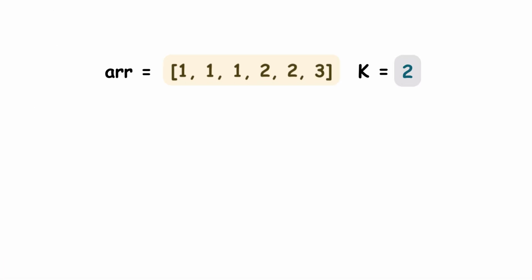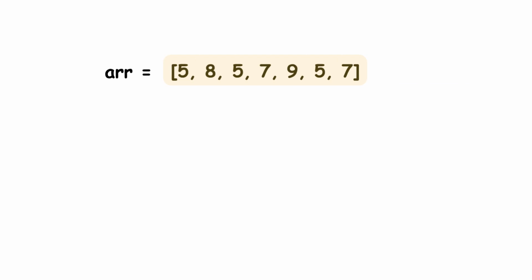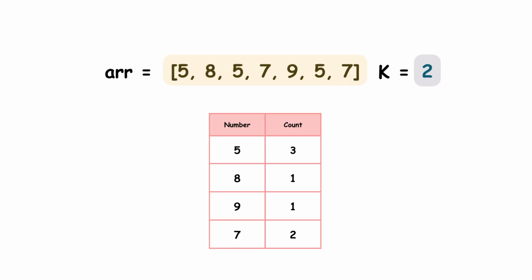Let's start with a basic example. Say we are given this array and k is equal to 2. Here is the count of the numbers. The top two most frequent numbers are 1 and 2. We will now try this array and k is 2 again. So 5 appears 3 times, 8 is 1 time, 9 is 1 time, and 7 is 2 times. The top two frequent numbers are 5 and 7, and we will return that as an answer.